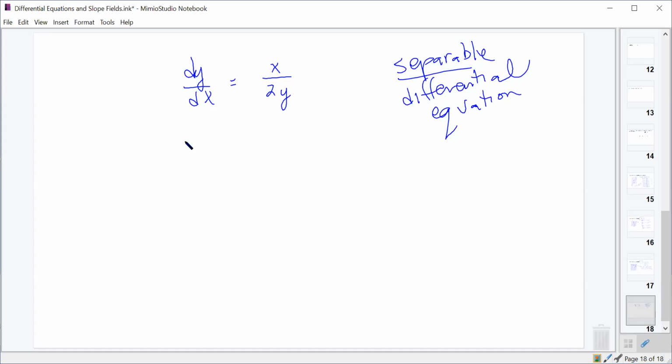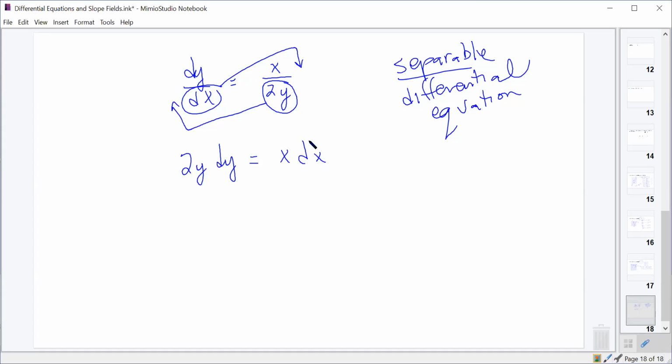So all we need to do is get the 2y to this side and the dx to this side, which we should be able to do. If I multiply both sides by 2y, I will clear it off this side and I'll have it on this side, right? We'll get 2y dy. Do you all agree with that? Yep. And on this side, if I multiply the x by dx, I'll get x dx. And on this side, the dx goes away. And so now all we need to do is just integrate both sides.